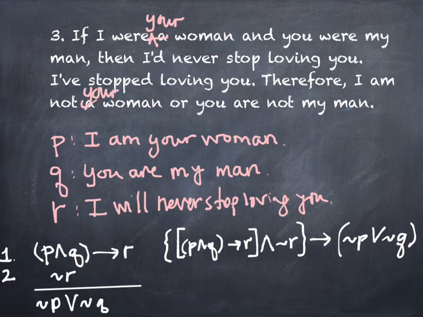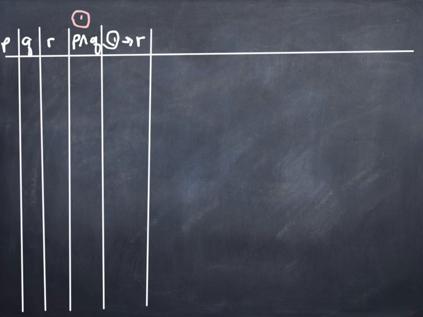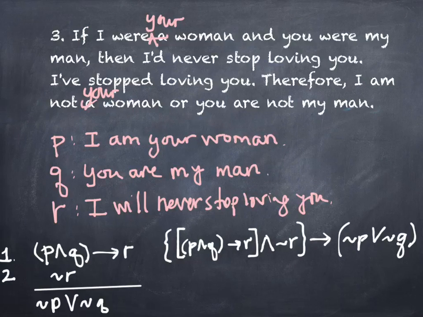So I took care of the parentheses. 1 implies R would be a good statement next. So I've got 1 implies R. Would you like to give that a number? All right, we'll call it 2. Okay. What next?